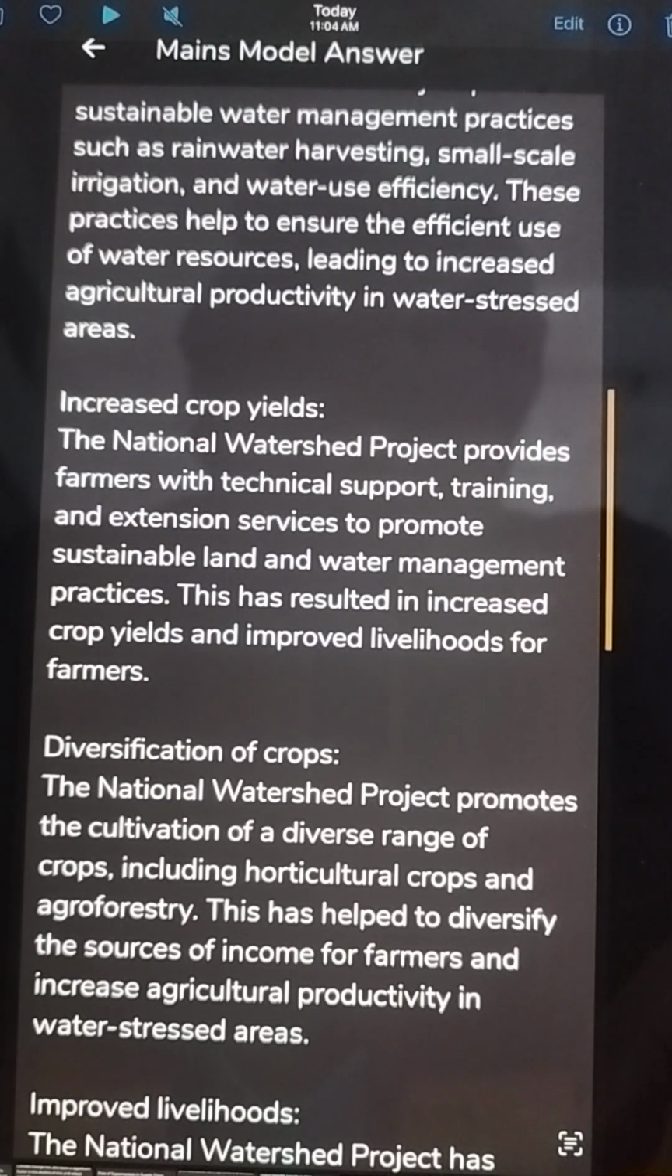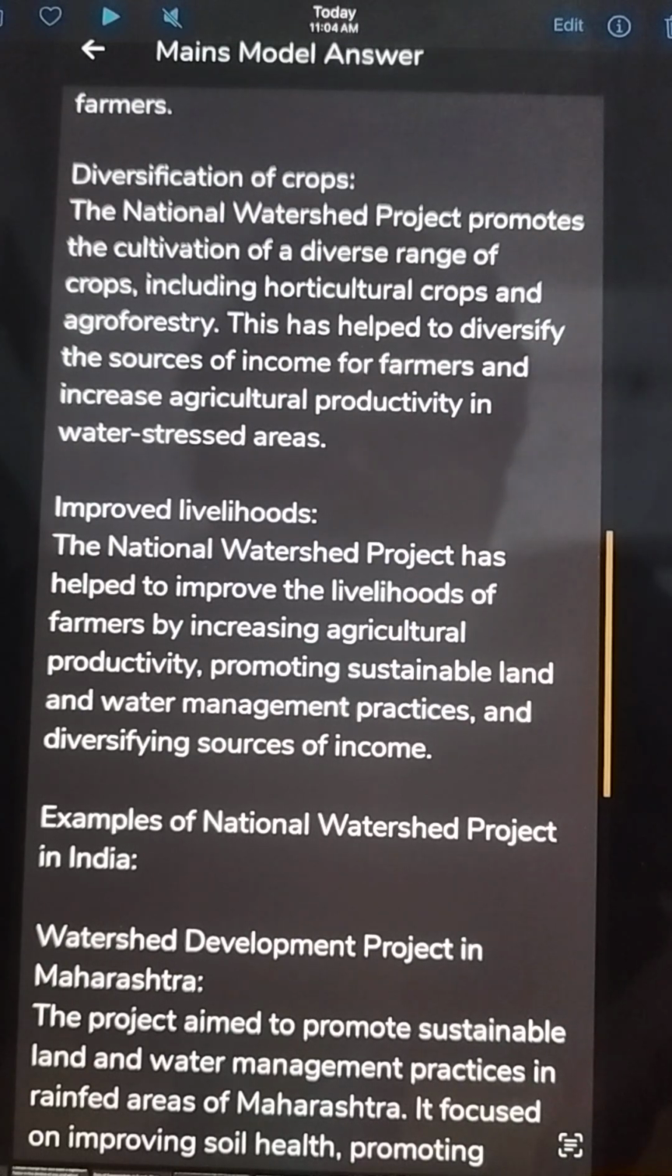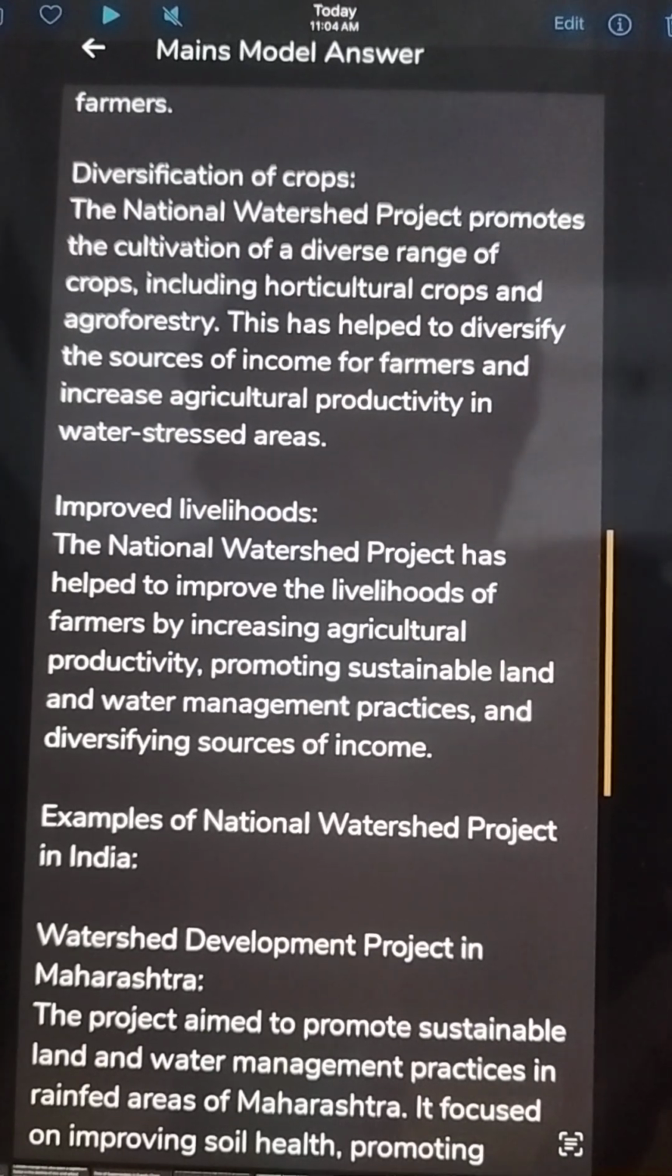Then comes diversification of crops. The National Watershed Project promotes the cultivation of a diverse range of crops, including horticulture crops and agroforestry. This has helped to diversify the sources of income for farmers and increase agriculture productivity in the water-stressed areas. Then comes improved livelihoods. The National Watershed Project has helped to improve the livelihoods of farmers by increasing agriculture productivity, promoting sustainable land and water management practices, and diversifying sources of income.